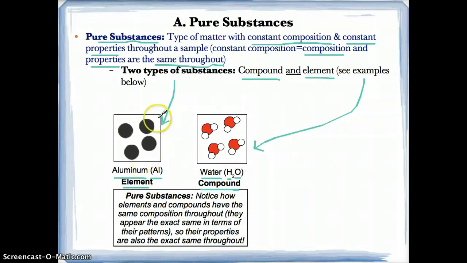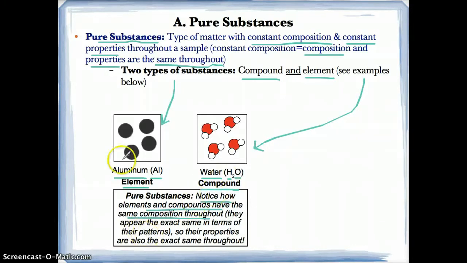What you should note from these diagrams of aluminum and water is they have the same composition throughout. How we can tell that the composition is the same throughout is as follows. Both of these samples have the exact same appearance throughout in terms of their patterns. For example, with aluminum, they all look the same throughout because it's all just gray circles. On the other hand, with water, they have the same patterns throughout because each water molecule is one red circle with two white dots attached to it. Each water molecule is a red sphere with two white spheres attached to it.